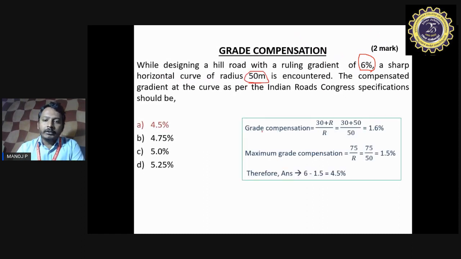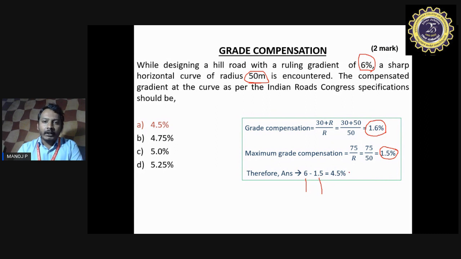The equation for grade compensation is (30 + R) divided by R, where R is the radius. It is 1.6%. Either you are supposed to reduce 1.6%, or here the maximum grade compensation is 1.5%, that is 75 by R. Maximum this much amount can be reduced. So initially the gradient was 6%, you are reducing 1.5%.